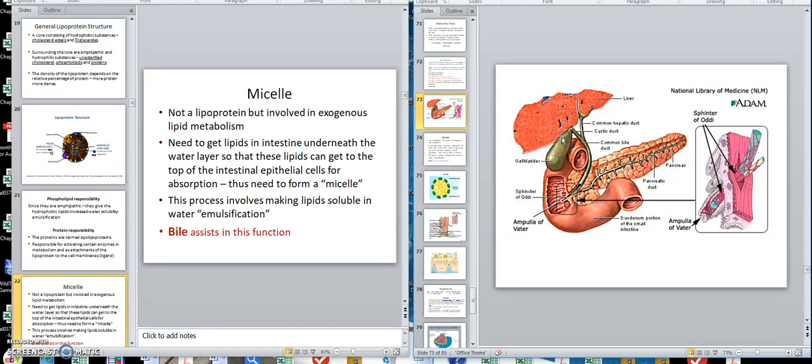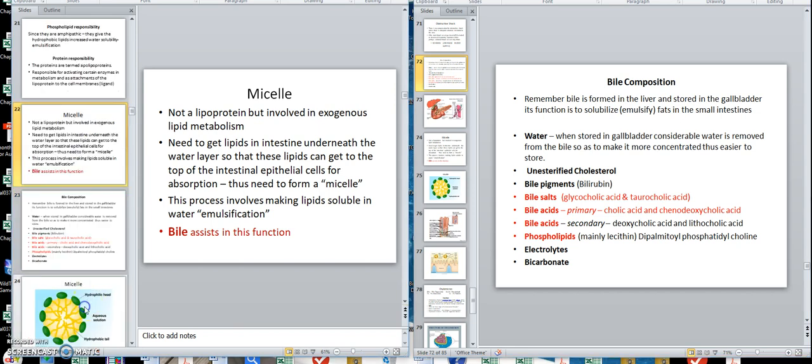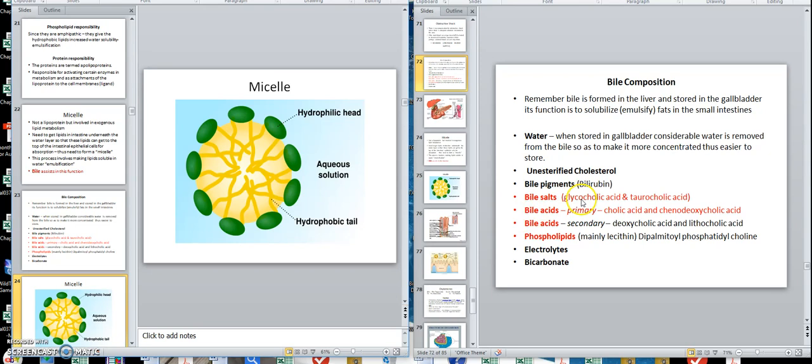Now, we go to what is the function of bile then. Bile's job is to do the emulsification. Here's the composition of bile. Within the bile are these red things, the things I highlighted in red. These things I highlighted in red are the things that do the job to make the micelle. Okay? So the micelle is not a lipoprotein. Here's the micelle. What the micelle consists of are these things here on the outside, and in the middle would be lipids. And this stuff here would be on the outside, including phospholipids.